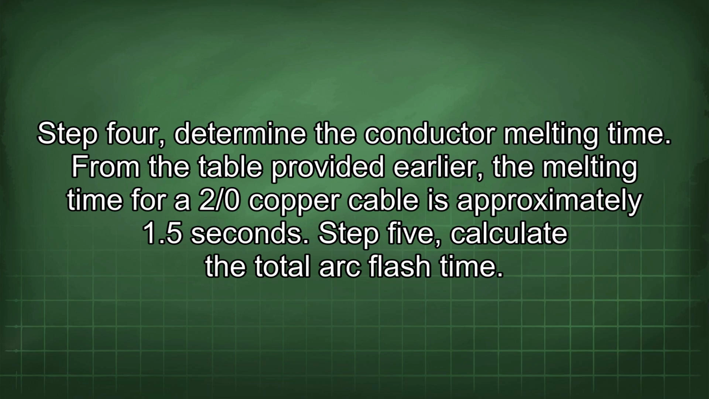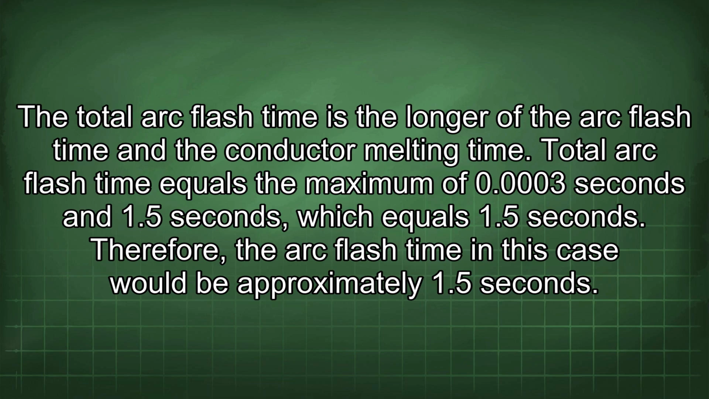From the table provided earlier, the melting time for a 2/0 copper cable is approximately 1.5 seconds. Step 5. Calculate the total arc flash time. The total arc flash time is the longer of the arc flash time and the conductor melting time. Total arc flash time equals the maximum of 0.3 seconds and 1.5 seconds, which equals 1.5 seconds. Therefore, the arc flash time in this case would be approximately 1.5 seconds.